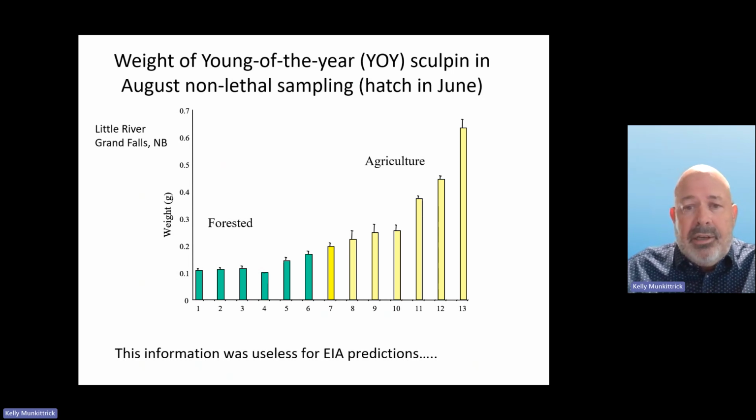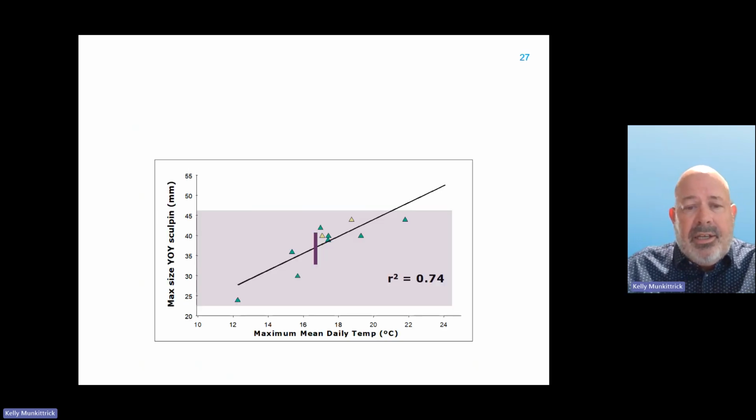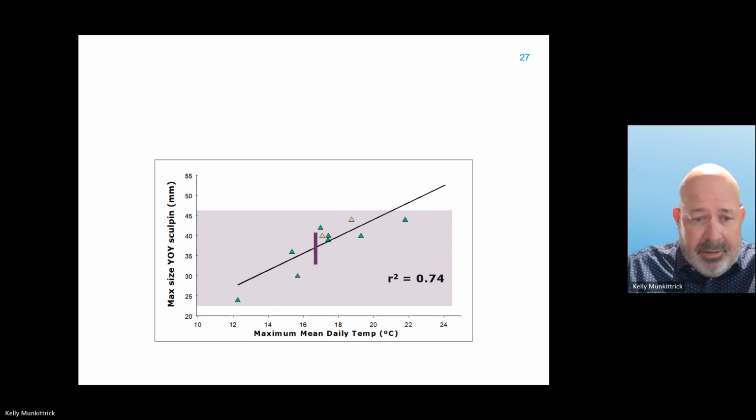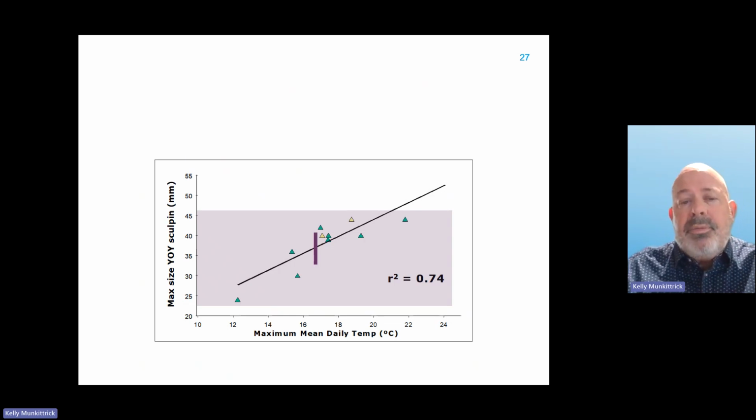And it took us a long time to figure out why. We were working with Lauren Gregg and Peter Dunker, who are 2 EIA scientists. I kept showing them data set after data set, and they kept saying, I can't use that. I can't use that. And then we showed them this data set, and they said, that's the first useful thing you've shown us. This is the size of these baby sculpin at the end of August against what the maximum temperature was in the streams that summer.